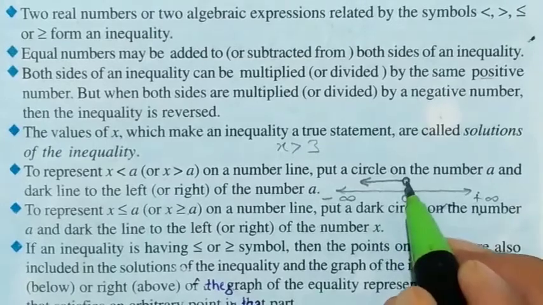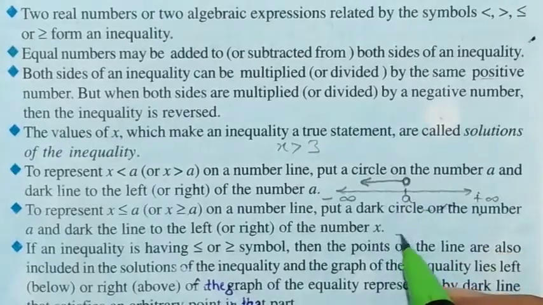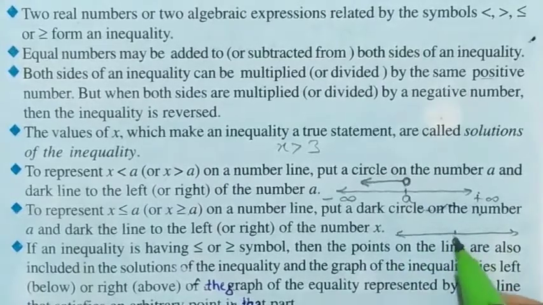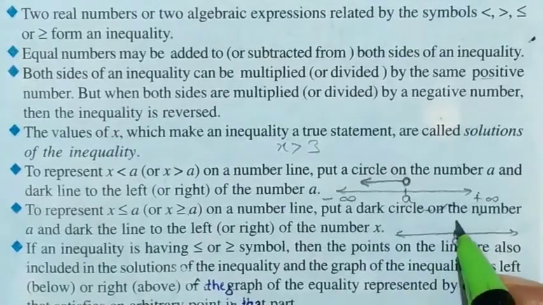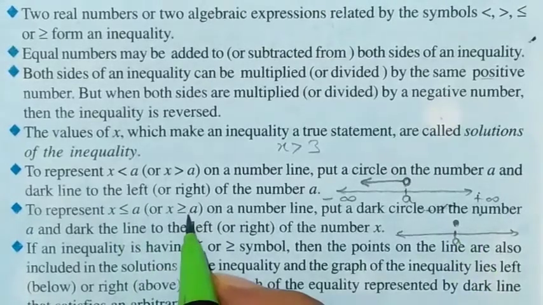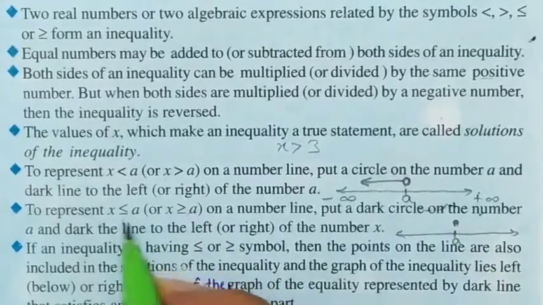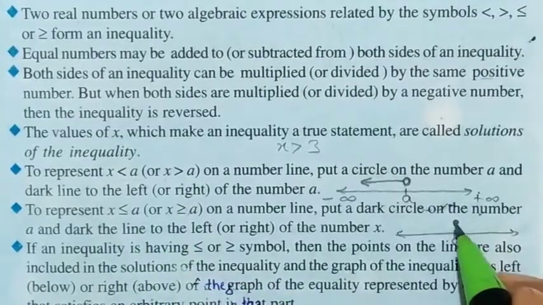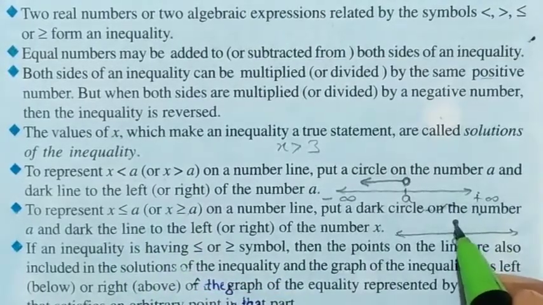Like here we have put the dot, meaning whole, a small circle. If there is an equality sign, less than or equal, greater than or equal, we just put the dark circle, or dark point you can say.